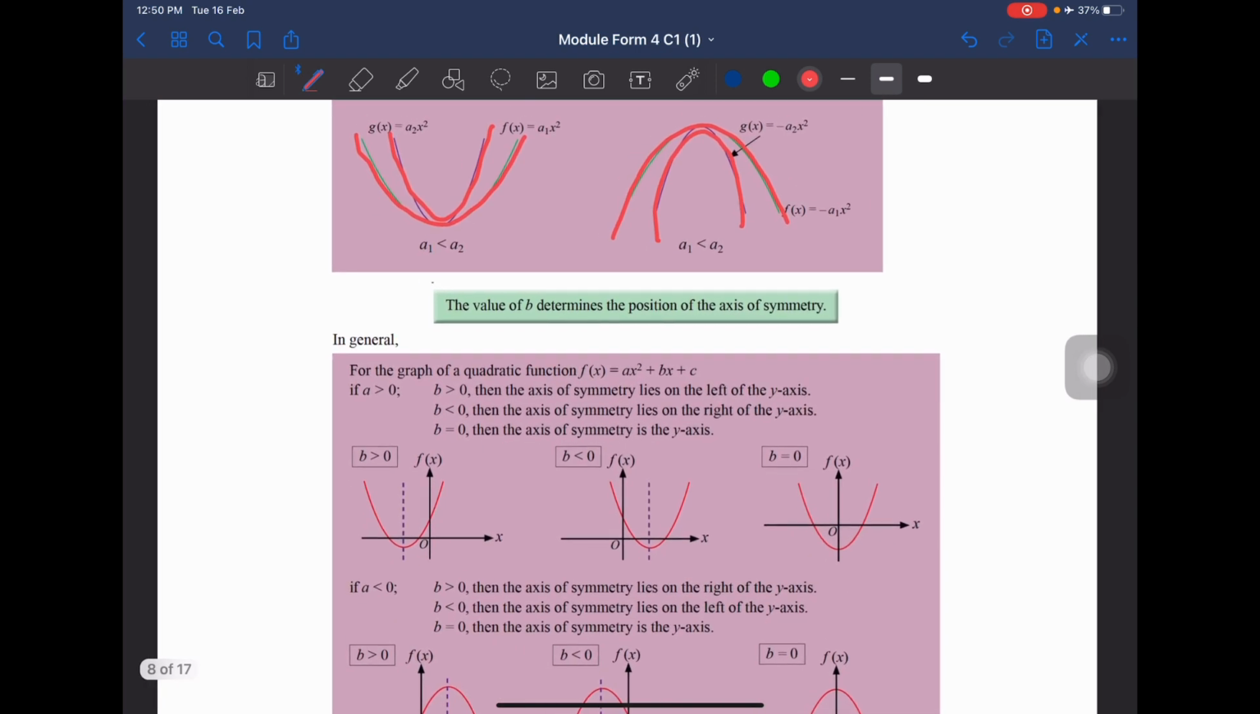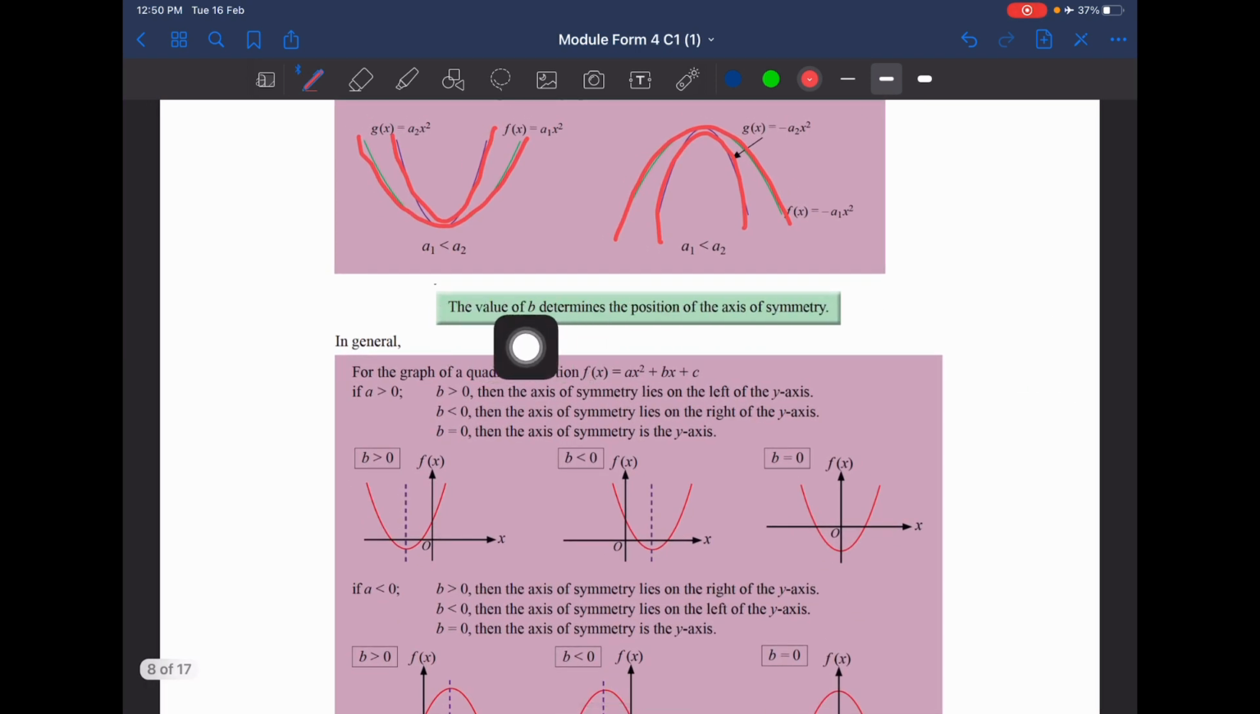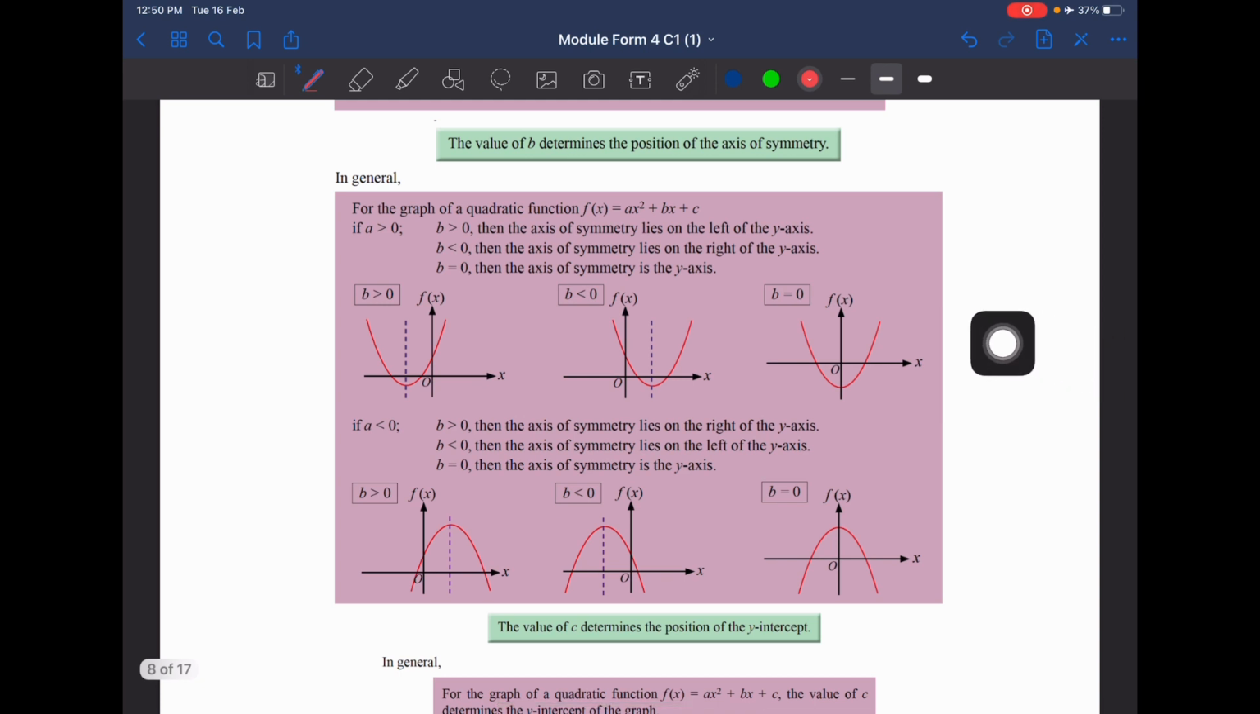Okay, next, the value of B pula. B pula determine the position of the axis of symmetry. Sekarang tengok, ni pun ada dua case. For A is more than 0, when B kita more than 0, kita punya axis of symmetry terletak di sebelah kiri. Kalau B kita less than 0, axis of symmetry kita berada di sebelah kanan. Dan kalau B is equals to 0, maksudnya dia terletak di atas Y axis.